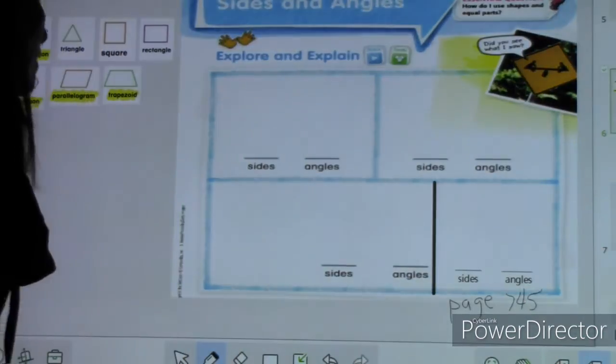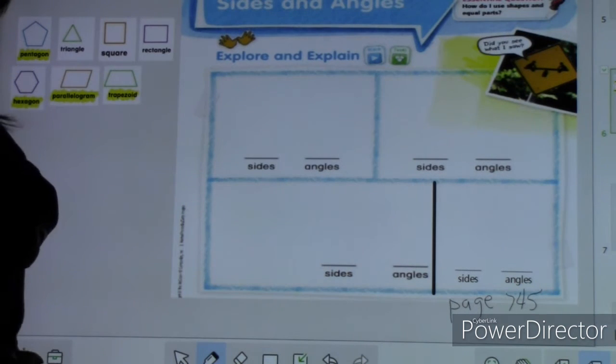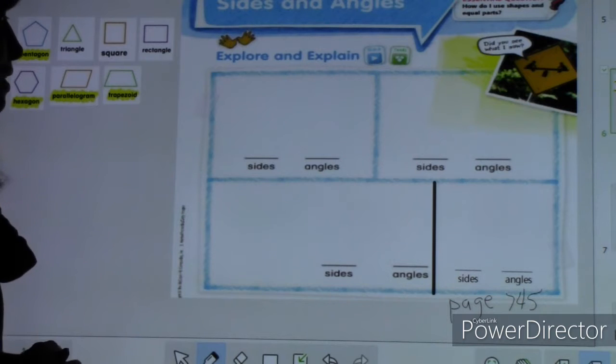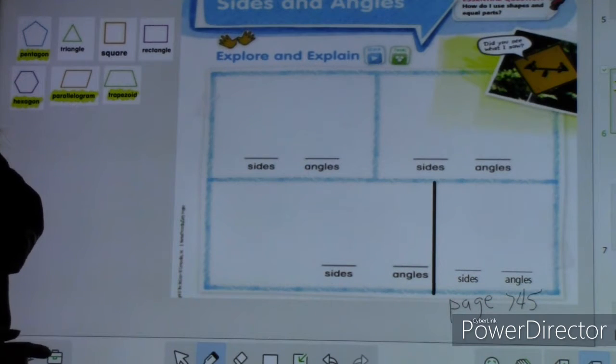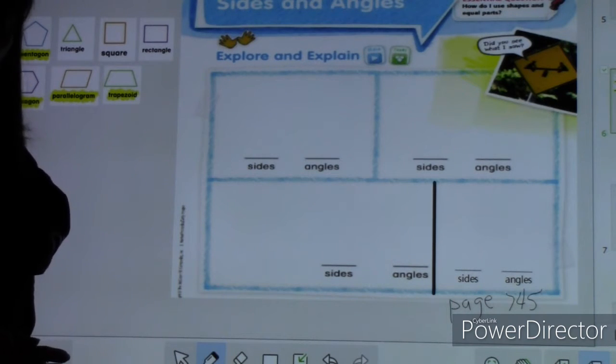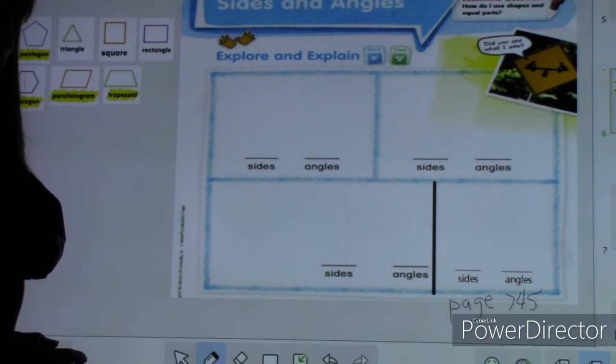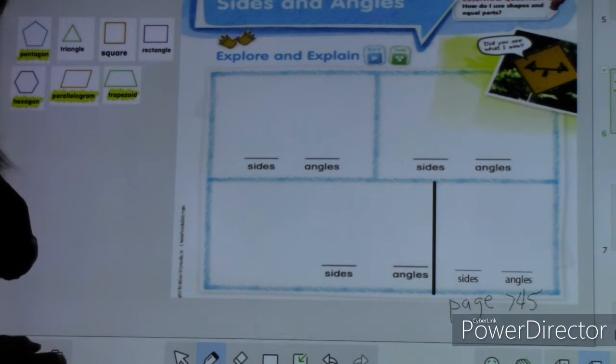Okay, we're going to be taking a look at page 745 in the book. Again, they're telling us to sort out shapes. We have those at school. So you're going to need to either draw your shapes in, or you can cut them out of construction paper and then glue them onto your page or trace them onto your page.